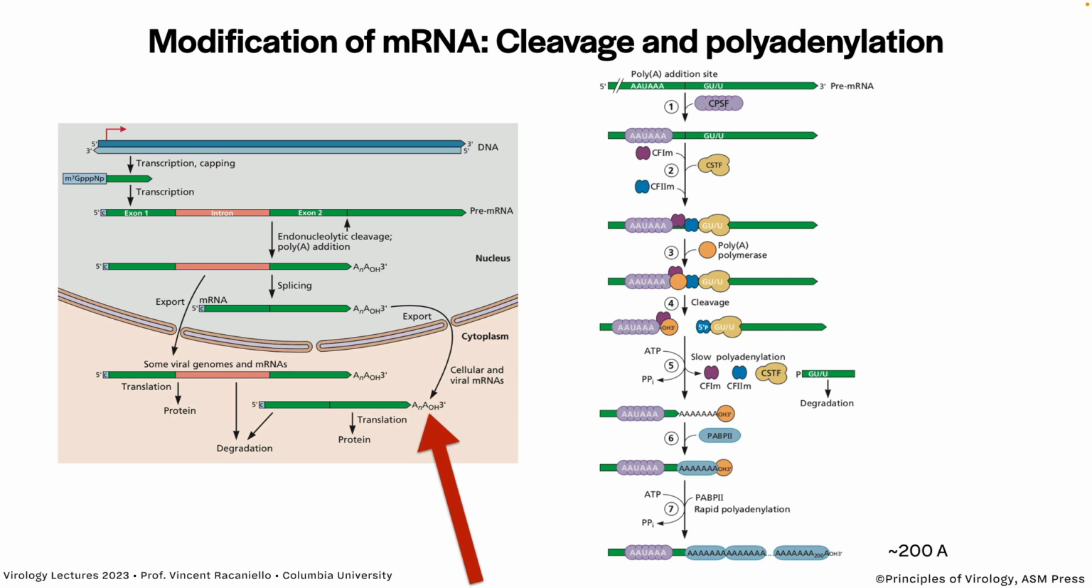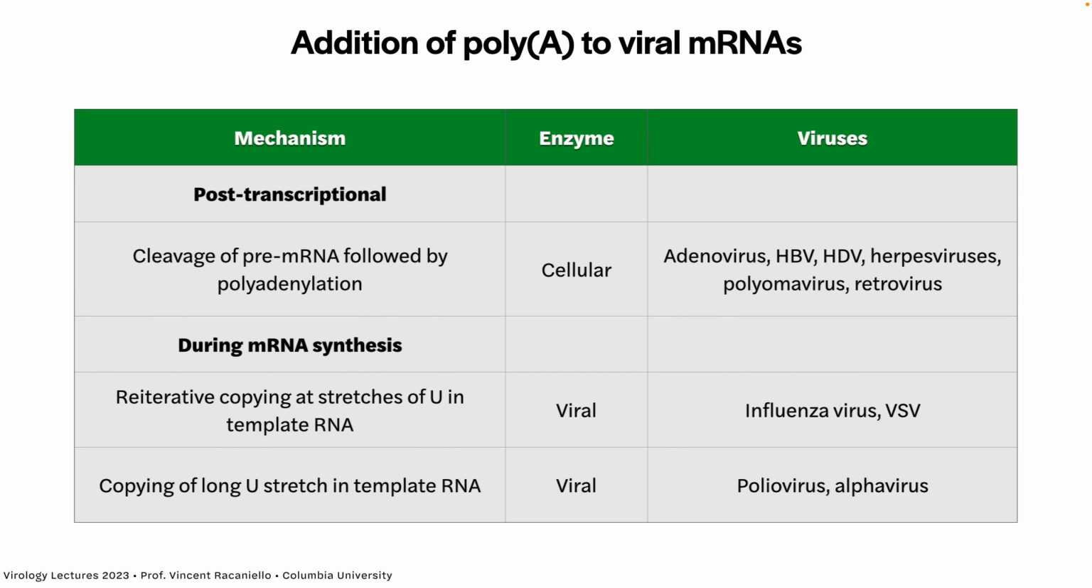And so this is a table that contrasts the different ways of adding poly-A to viral mRNAs. So we have what I just showed you, which is post-transcriptional cleavage of the precursor mRNA, and then the poly-A is added. So cleavage at that AAUAAA is done by cellular poly-A enzymes, and all these DNA viruses that we're talking about today, that's how their mRNAs are polyadenylated.